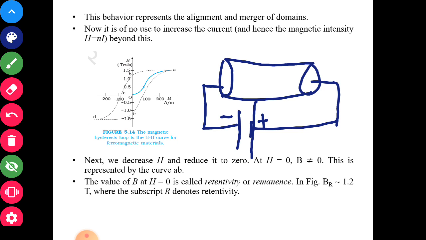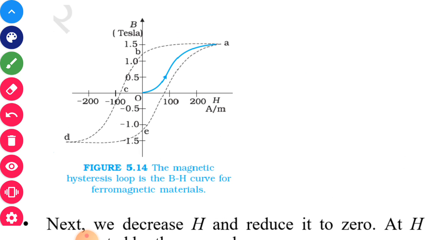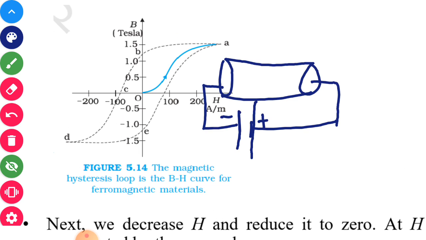And again you are increasing the current in the opposite direction. At a particular value of electric current, what will happen? You will have B to be 0. At a particular value of electric current, the magnetic field here becomes 0. This point is C. Here the magnetic field becomes 0.